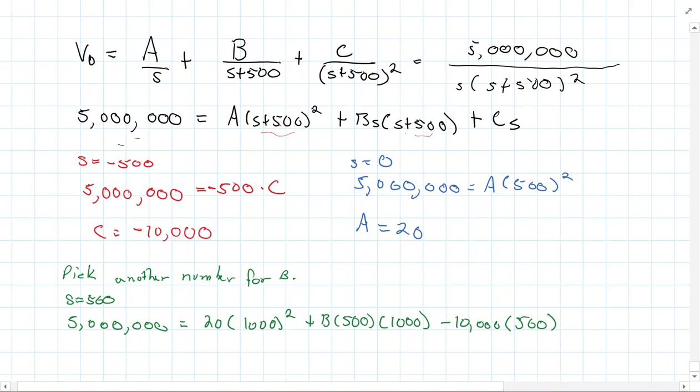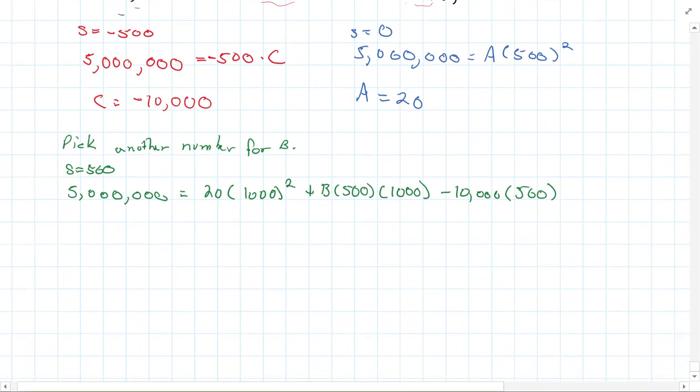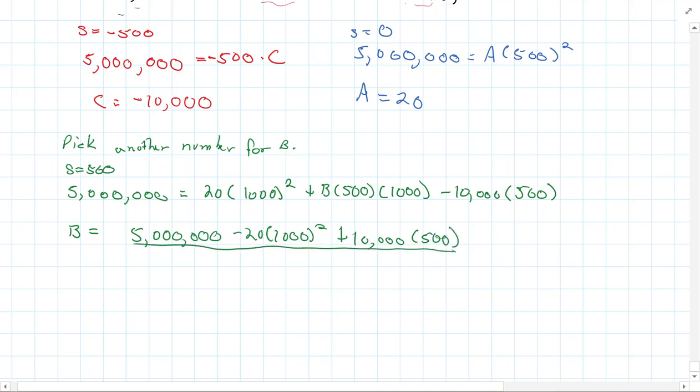You might say, well, these are going to be big numbers. Yeah, they are, but it's going to be simple just to add and subtract on my calculator here, because I'm not even going to multiply anything out. I'm just going to simply write then that B is going to be 5 million minus 20 times 1,000 squared plus 10,000 times 500, divided by 500 times 1,000.